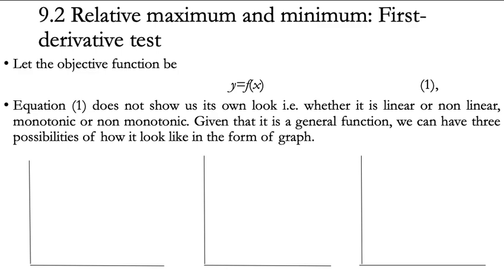So to make it clearer, let's say we have the objective function given by expression y in equation 1 here, y as a function of x. If you look at expression y here, it is a generic term. We are not given a specific function. We are given a very generic function. So we don't even know whether it is linear or not linear, whether it is monotonic or non-monotonic. Given that it is a general function, we may have three different possibilities of how it looks in the form of a graph.